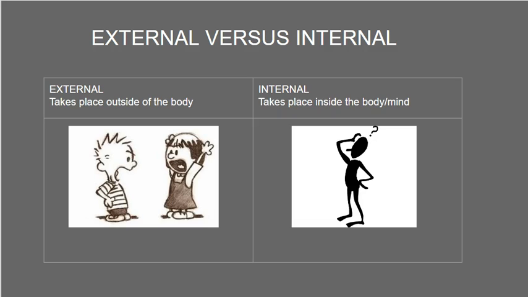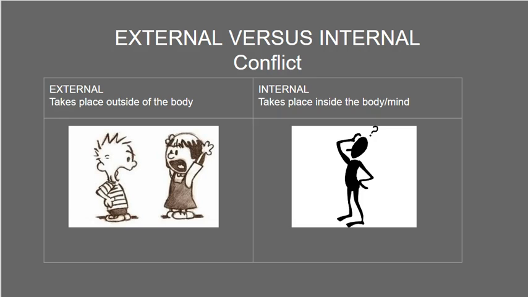Now let's talk about external versus internal. External conflict takes place outside of the body. Notice in the cartoon that the little girl is saying something to the little boy, or vice versa. This is outside of the person's body. Internal takes place inside of the body or the mind.